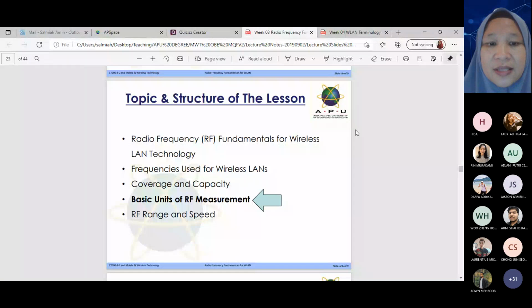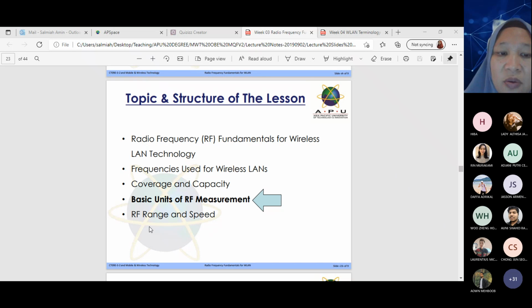Radio frequency fundamentals, then followed with quizzes. All right, there you go. Last week we stopped at coverage and capacity. We had settled coverage and capacity. So today we're going to continue with basic units of radio frequency measurements and also radio frequency range and speed.